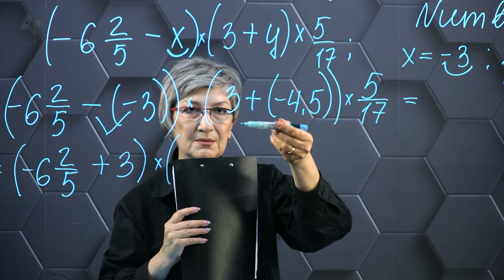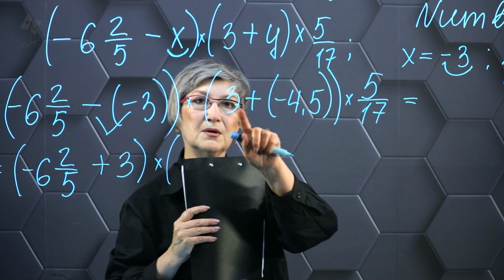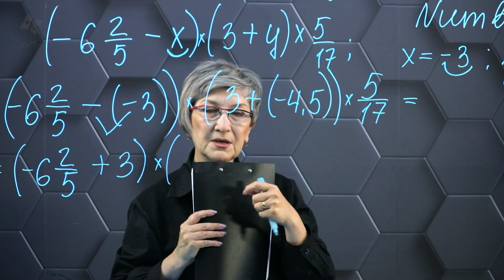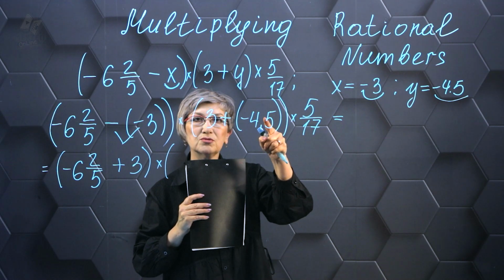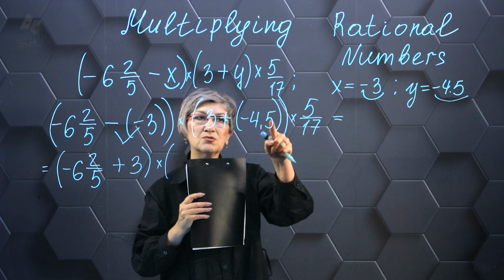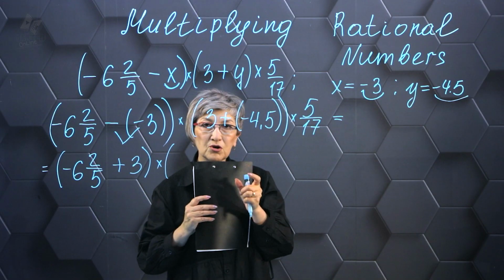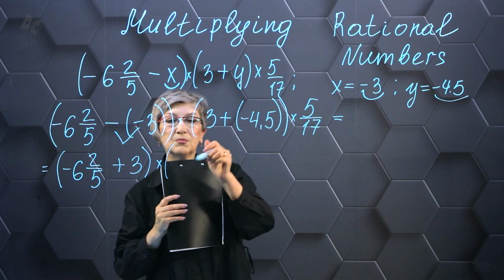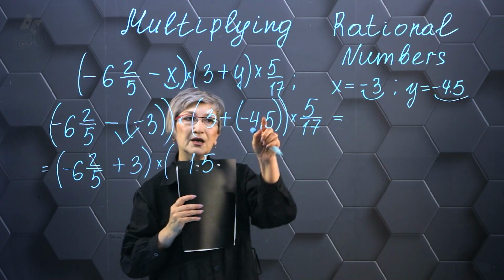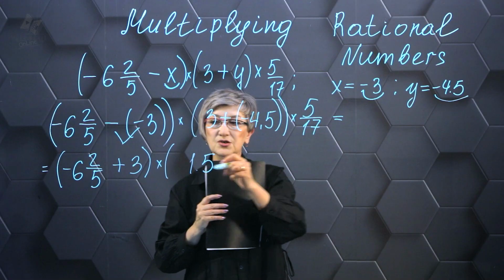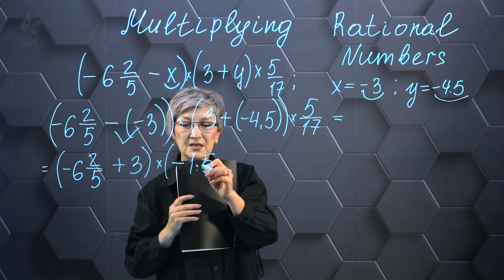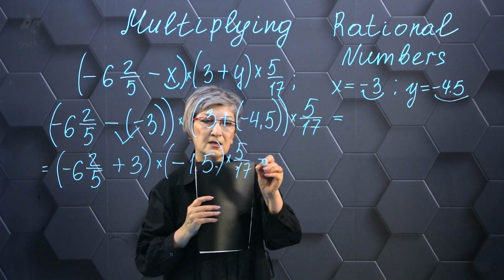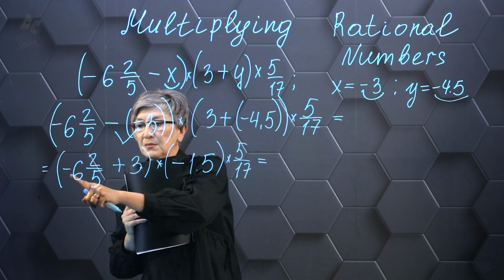We can also leave this notation and add the two numbers with a negative sign. Recall the rule. To add two numbers with different signs, I must subtract the smaller modulo number from the larger modulo number. Minus 4.5 is the larger number. Then 4.5 minus 3 is 1.5, but 4.5 is a negative number, so I put a minus sign in front of 1.5 and multiply by 5/17. And then we do the math, minus 6.25 plus 3.